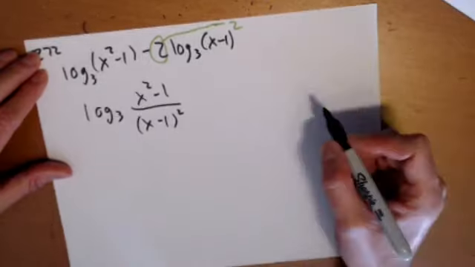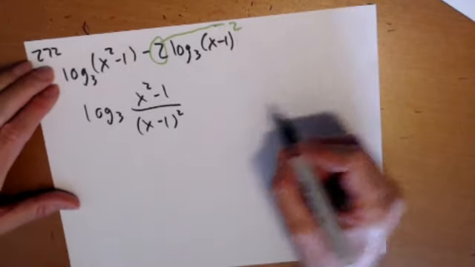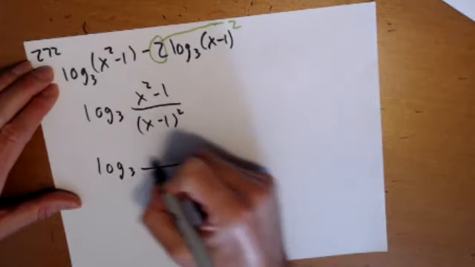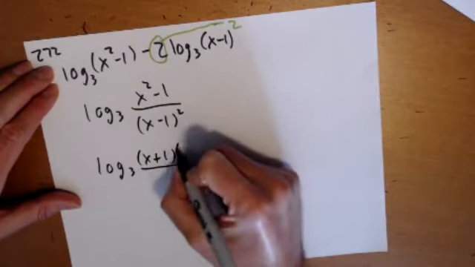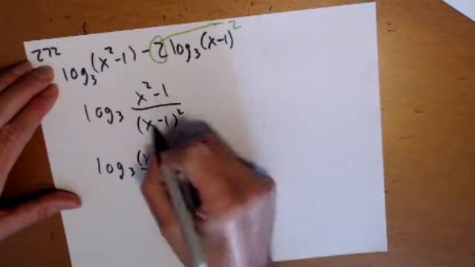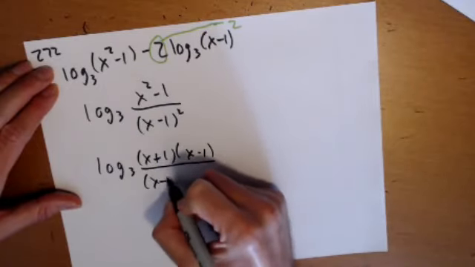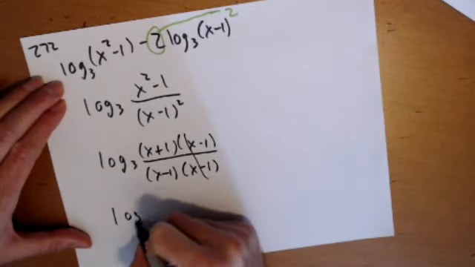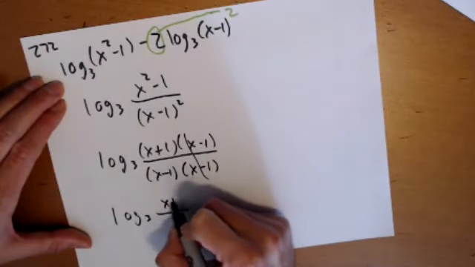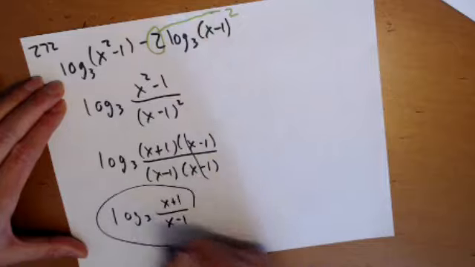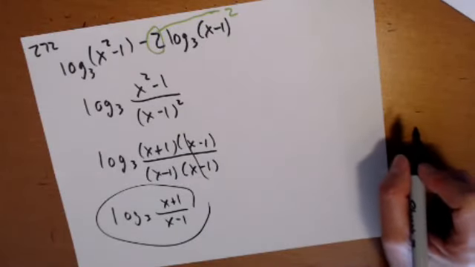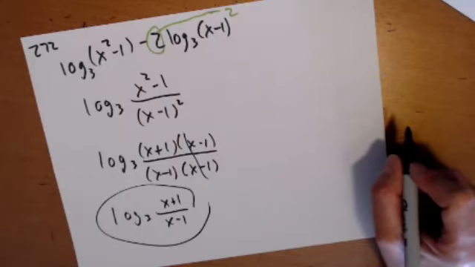Good? Okay, well, the top factor, so that's log base 3 of x squared minus 1, as you may recall, x plus 1, x minus 1. Downstairs we have x minus 1 squared, which is just x minus 1 times x minus 1. That settles. Log base 3, x plus 1, x minus 1. Okay. It's about as difficult as it gets.